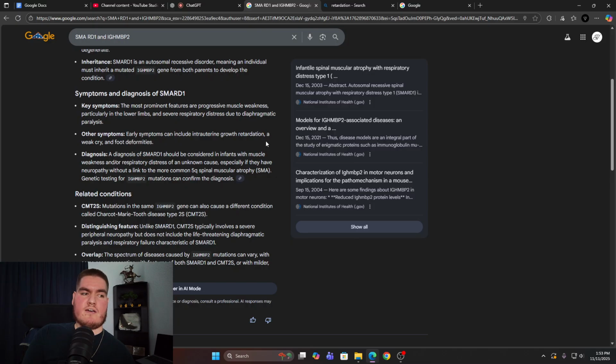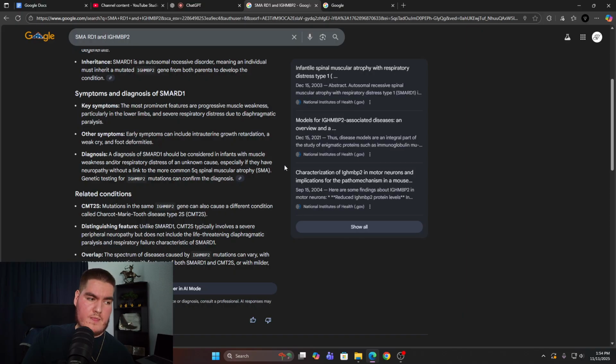And what does it mean by, it says, without a link to the more common 5Q spinal muscular atrophy. So what is 5Q spinal muscular atrophy? So 5Q spinal muscular atrophy is the most common type of SMA, and it's caused by mutations in the SMN1 gene, which is located on chromosome 5, specifically the Q arm of the chromosome. This type of SMA is what most people are familiar with. When the symptoms don't match the typical pattern of 5Q SMA, that's when doctors consider other genetic causes like the IGHMBP2 mutation we talked about. So it basically helps narrow down the potential causes.